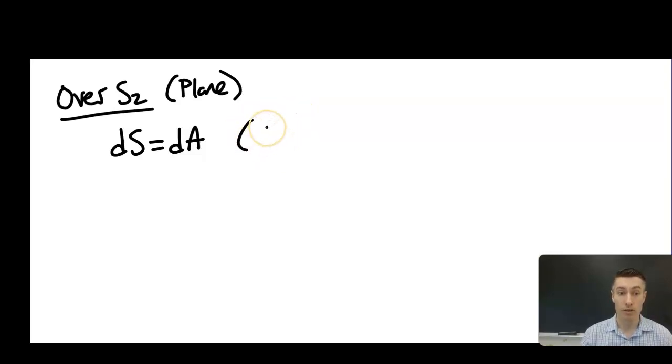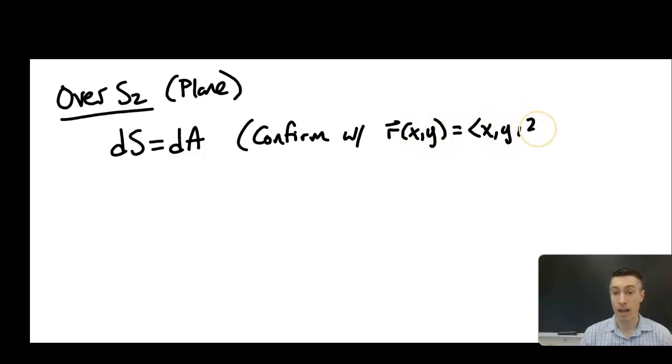And if you wanted to, you can confirm with the parameterization r of x, y, a trivial parameterization, which looks like this: x, y, 2. Since we have the plane z equals 2, z is 2 in the parameterization, and then x and y are free. Those are the two parameters. If you found the cross product of the partial of this with respect to x and the partial of this with respect to y, you would find that the magnitude of that cross product is 1, which then sets us up for saying dS is equal to dA.